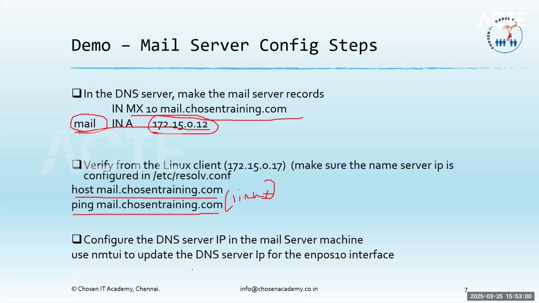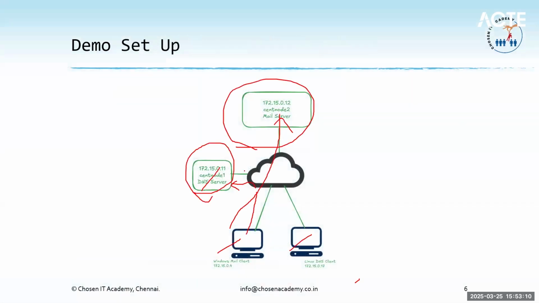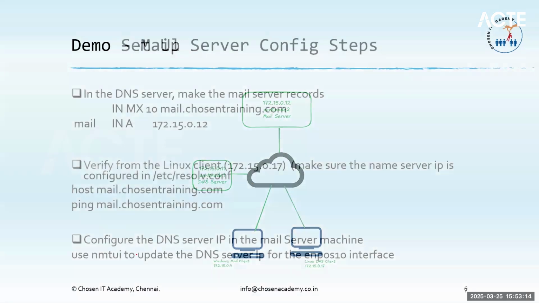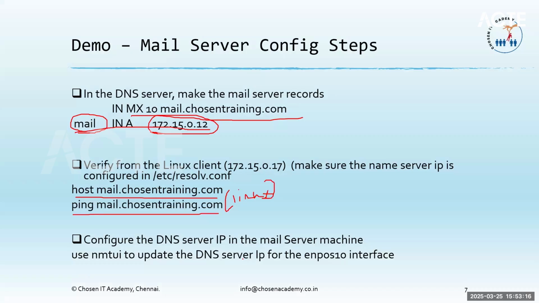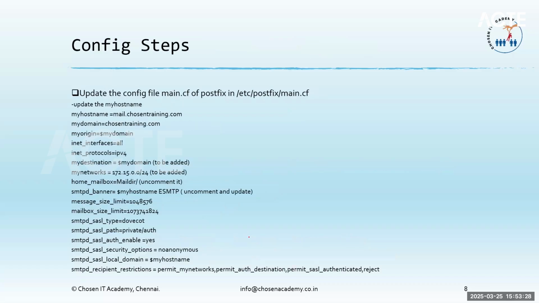Configure the DNS server IP in the mail server machine. In the mail server machine, we need to configure the DNS server actually. Otherwise, on that particular interface, we may have to say which is the DNS server. So we will have to make sure that is configured on the mail server machine as well as the mail client machine. Okay, so coming to main.cf, this is the main configuration file of postfix.